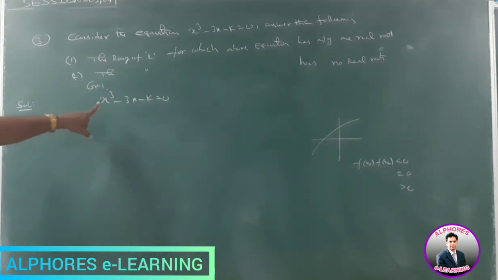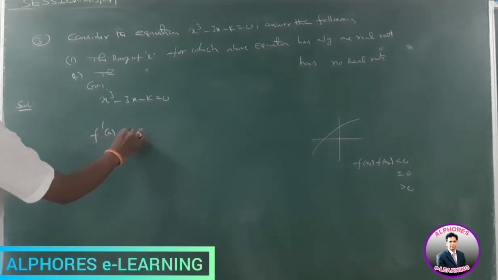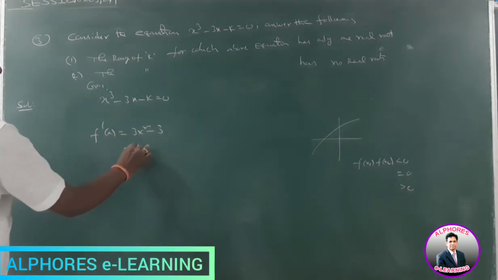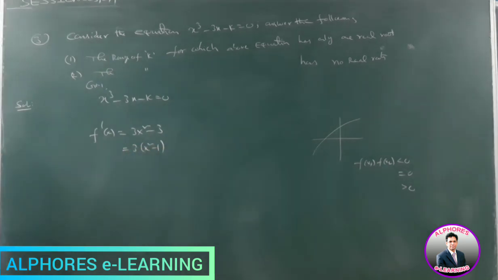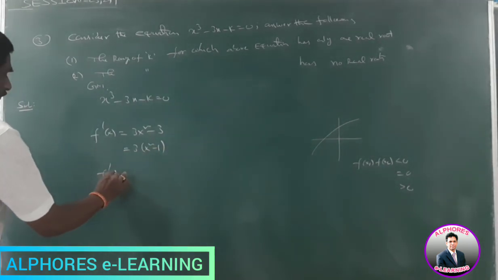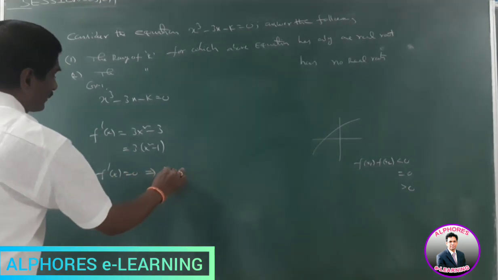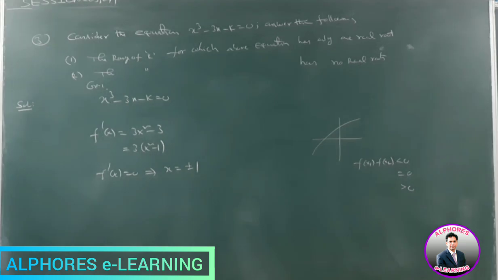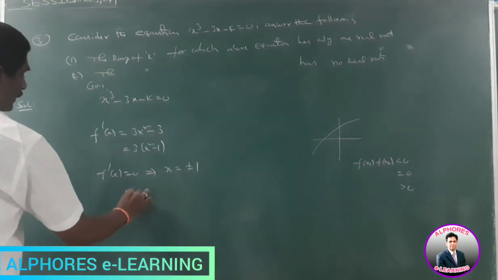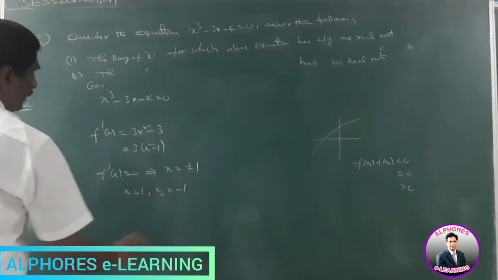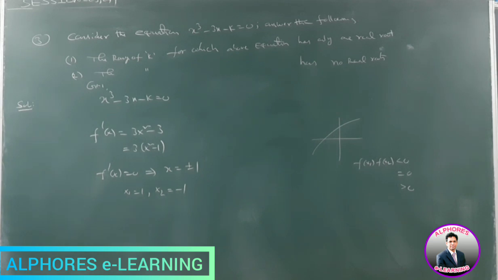So, the given cubic equation is x cube minus 3x minus k is equal to 0. First we find f dash x. Now f dash x is equal to 3x square minus 3, that means 3 of x square minus 1. Let f dash x is equal to 0. This equation has two solutions, that means delta greater than 0 here. The stationary values are plus or minus 1: x1 is equal to 1, x2 is equal to minus 1. Now we find f of x1 and f of x2.